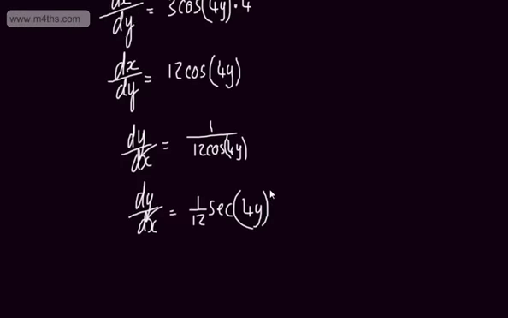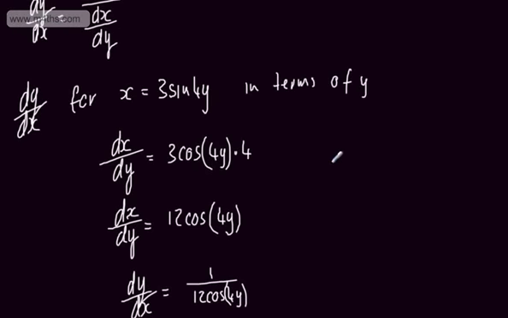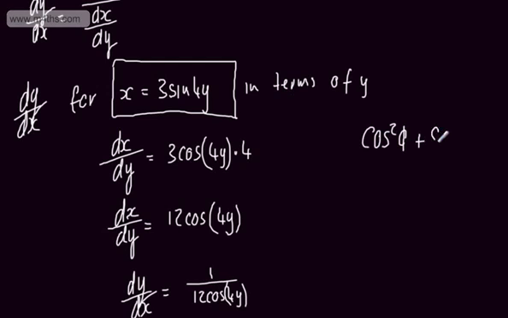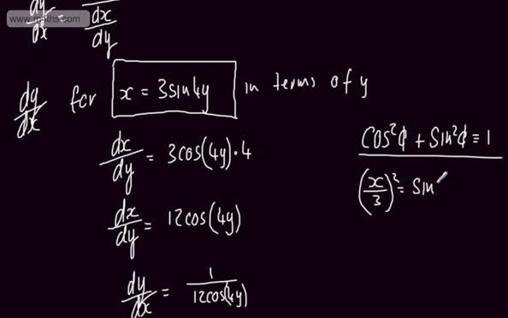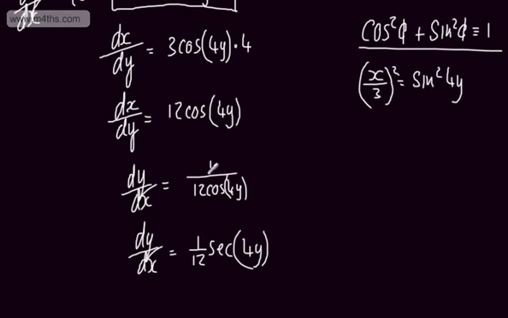If we were asked to write it in terms of x, we can use trig identities. So if we pick it up just here, we can write this now in terms of x. So let's use one of our trig identities. We know cos squared theta plus sine squared theta is equal to 1. That is a trig identity. So if we look at this right here, we can say x over 3 all squared will be equal now to sine squared of 4y. So all I'm doing is dividing by 3 and squaring this.